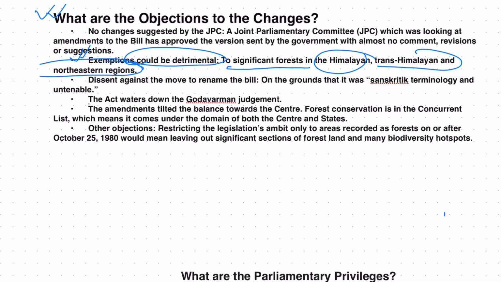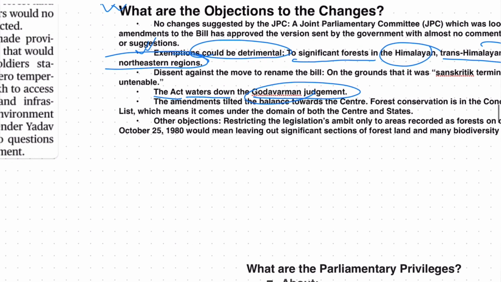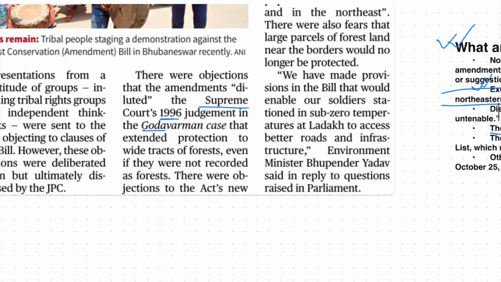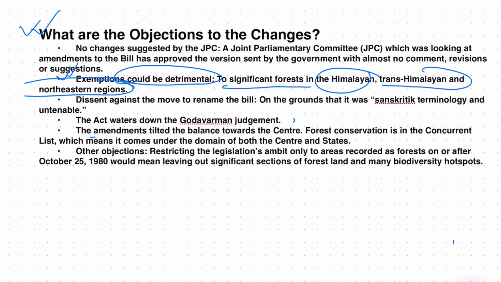Some are saying that this act watered down the Godavarman judgment. What was there in the Godavarman judgment? In the Supreme Court's 1996 judgment in the Godavarman case, protection was extended to wide tracts of forest even if they are not recorded as forest. And the other objection is that the amendments tilted the balance toward the Centre.